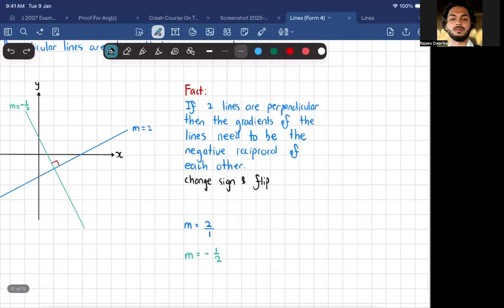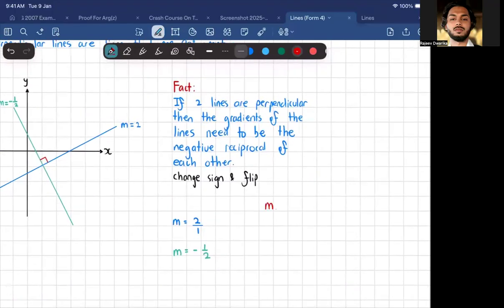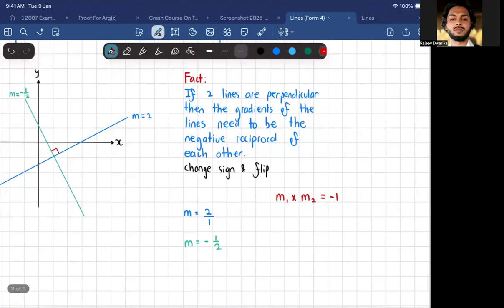And another thing you need to know is that if two lines are perpendicular, then the first gradient multiplied by the second gradient would be equal to minus 1. That's another fact you need to know. So Ria, in this situation, one of our gradients is 2 and the other one is negative a half. What's 2 multiplied by negative a half?